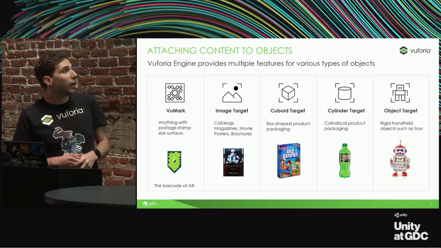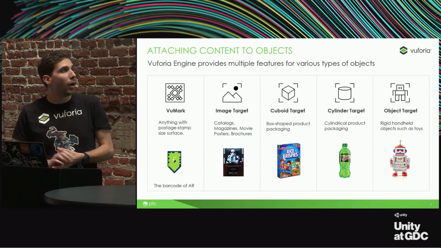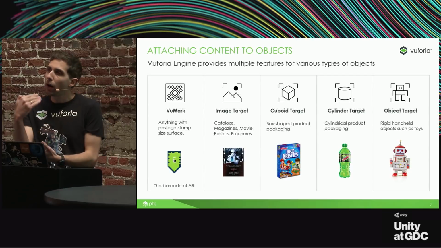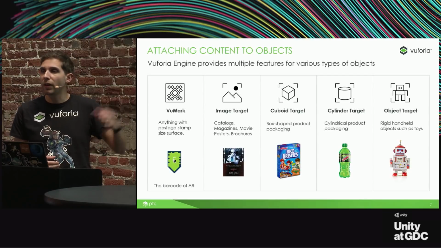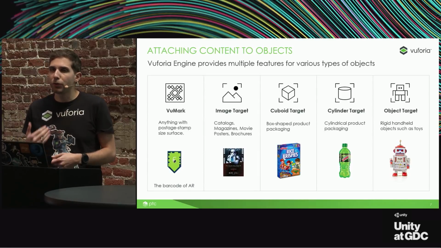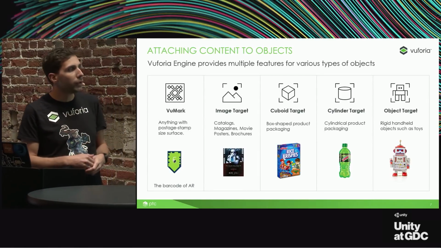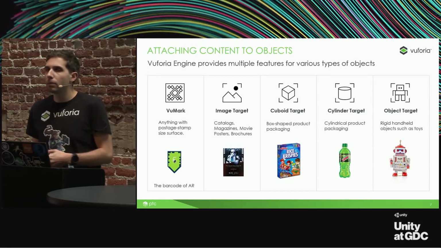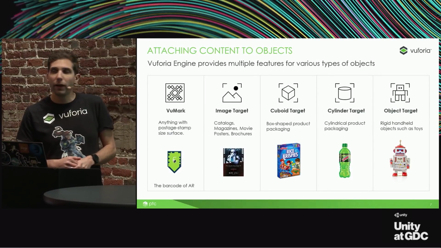Image targets are our bread and butter for augmented reality, and this allows you to put content on things like posters, books, any kind of flat 2D image. It's really popular with posters for movies. It's also really popular for billboards, card games, board games, all sorts of things like that. Take advantage of image targets.